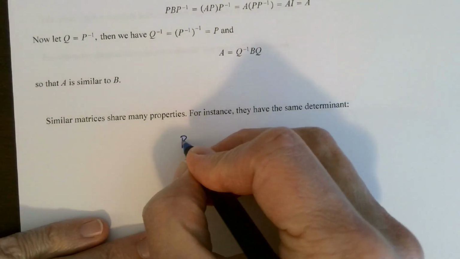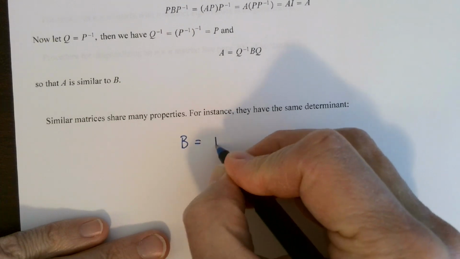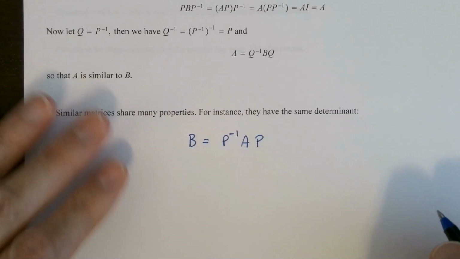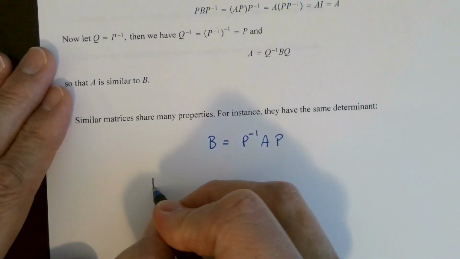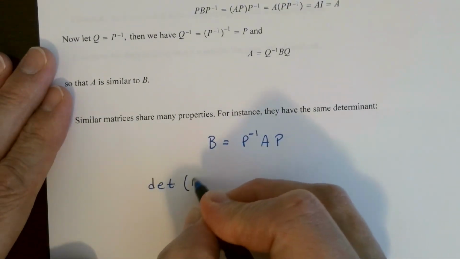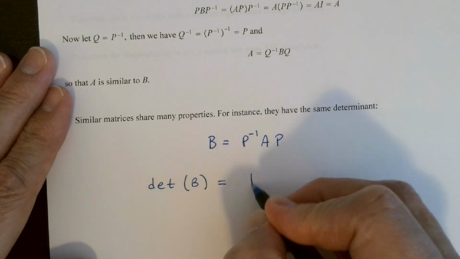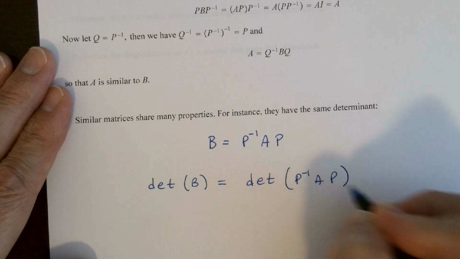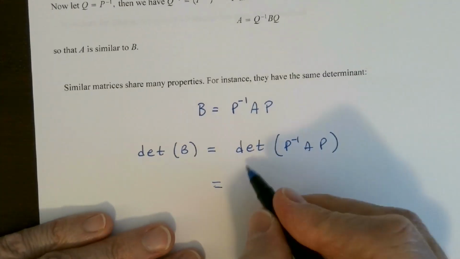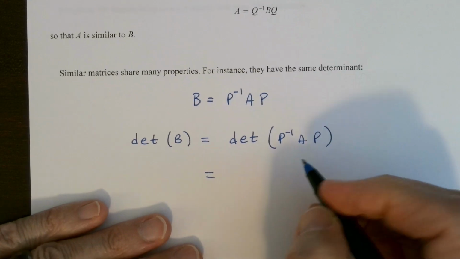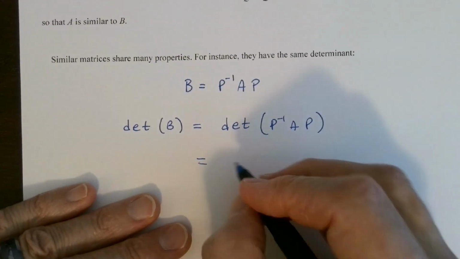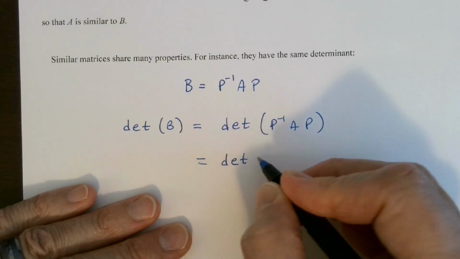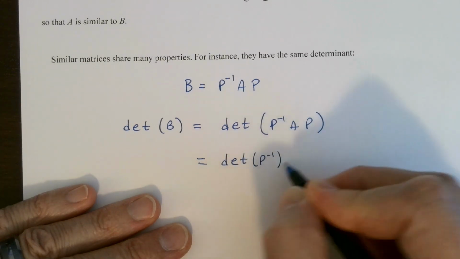So if A and B are similar to one another, then this relationship holds, where P is invertible. And what I want to do is take the determinant of each side. Since these matrices are equal, their determinants are the same. But over here, the determinant of a product of matrices, go back to your remembrance of what we did with determinants in Chapter 2. The determinant of a product is indeed the product of the determinants.